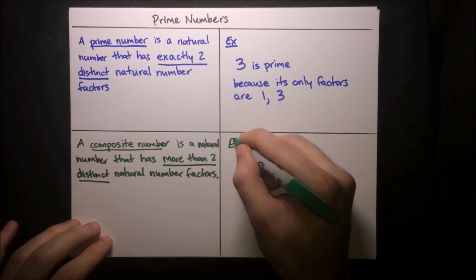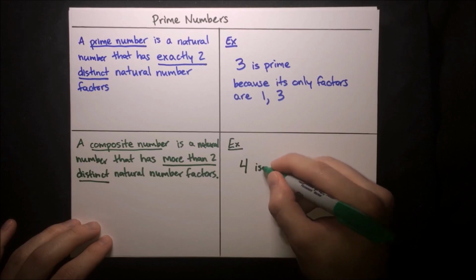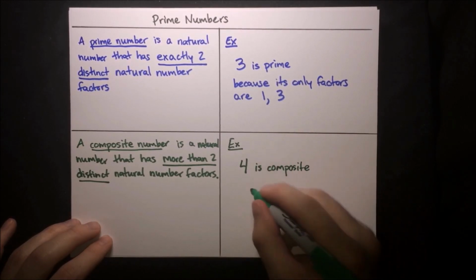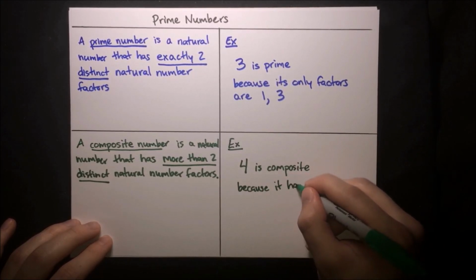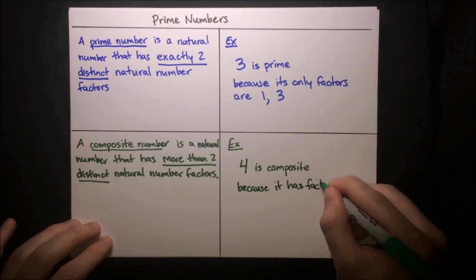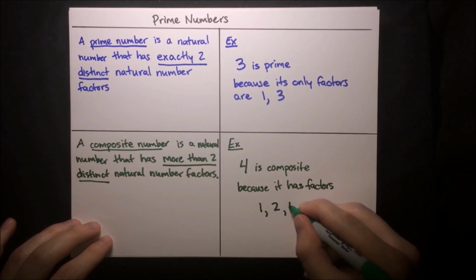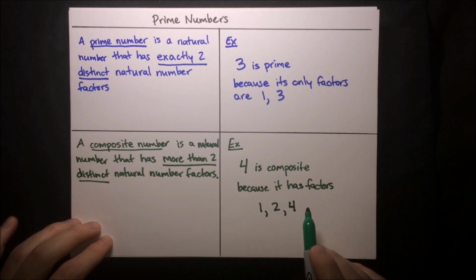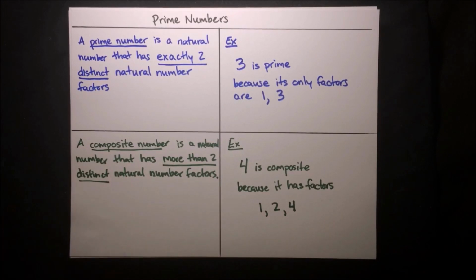So let's give an example of a composite number. The number 4, for example, is composite. And the reason it's composite is because it has the following factors. Has factors 1, 2, and 4. 4 is divisible by all of these numbers. And now these form three distinct natural number factors. So that's more than 2, so that places 4 in the composite category.